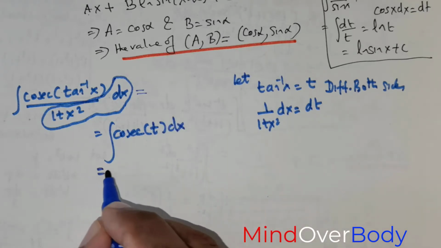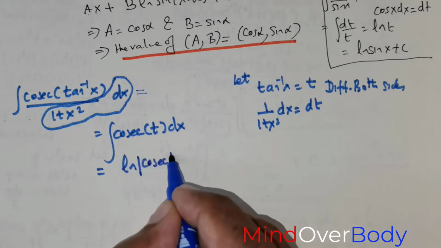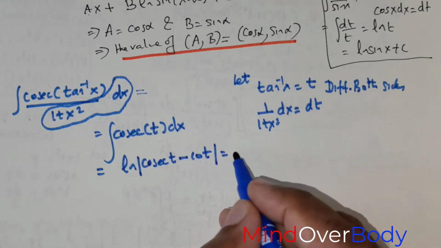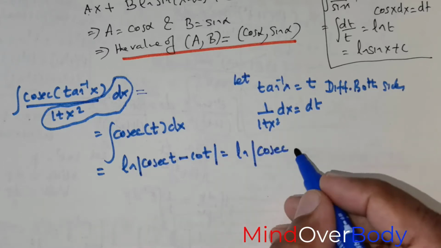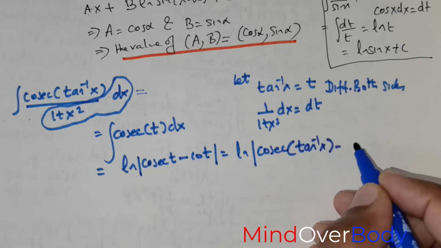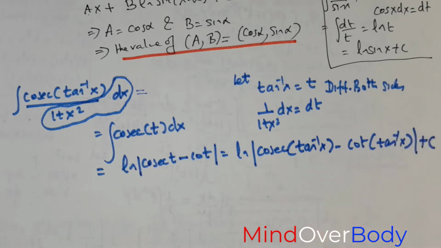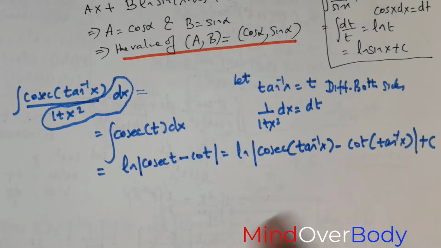Now what is this? This is nothing but ln of modulus of cosecant t minus cot t. But what is t? t is nothing but tan inverse of x, so this entire outcome is going to be rewritten as ln of modulus of cosecant of tan inverse of x minus cot of tan inverse of x, plus c. So this is the final solution. Of course you can rewrite tan inverse of x in terms of cosecant, and in this case it is in terms of cot, but it is up to you.